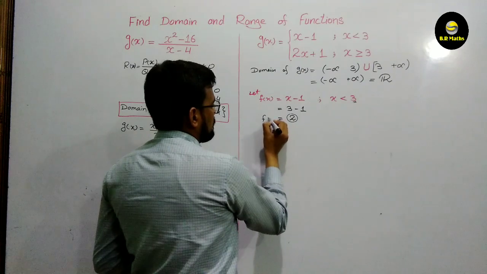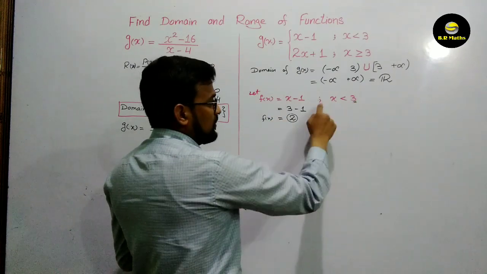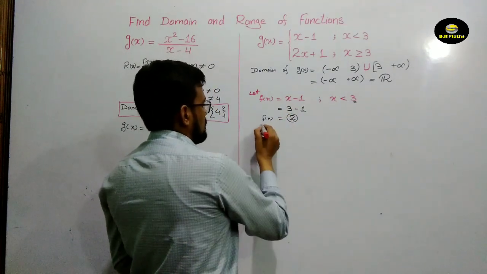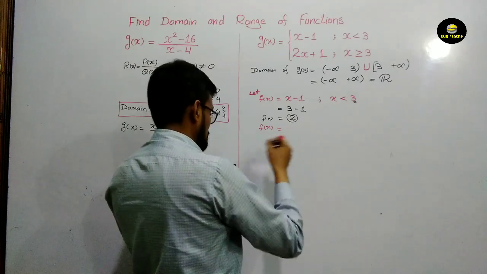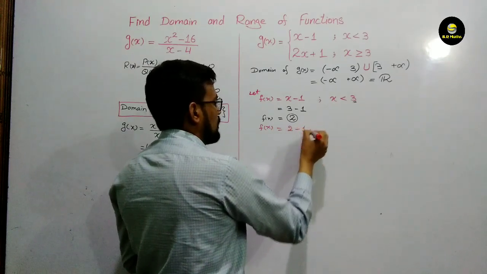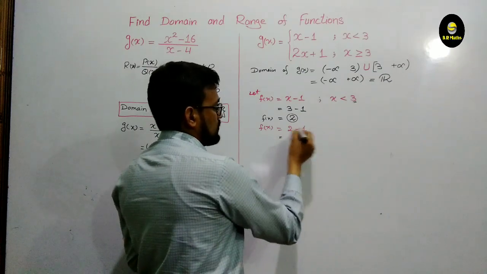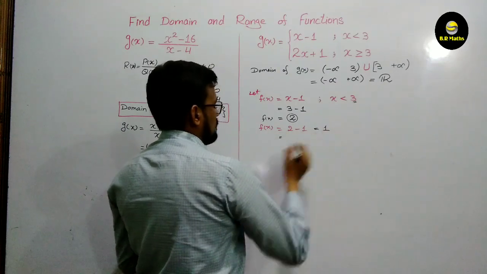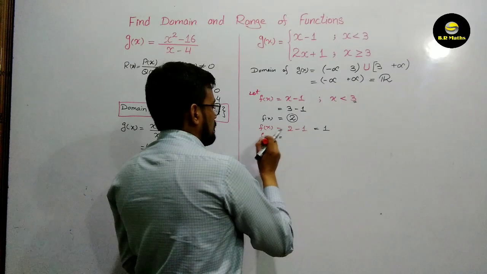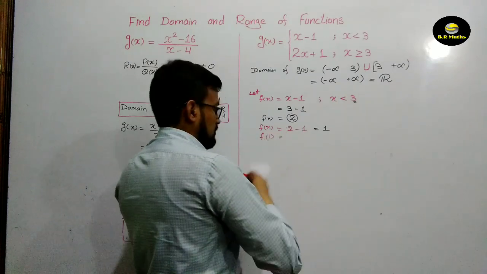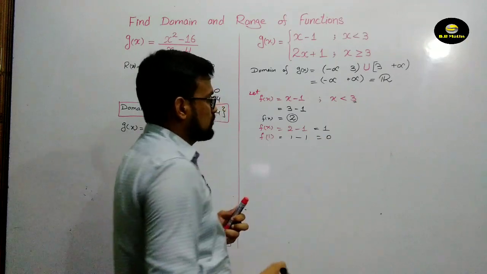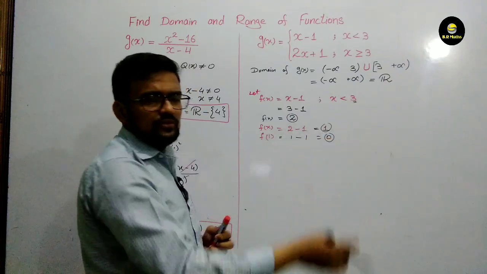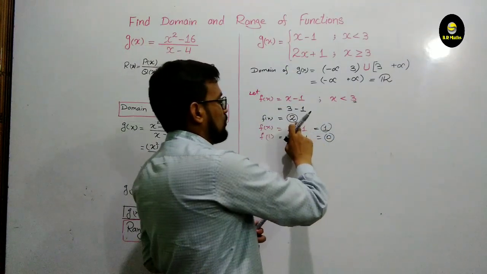Now next, put the next value less than 3, which means 2. So check for 2: 2 minus 1, and the result will be 1. And next, 1 minus 1 is 0. So it means 2, 1, 0, and so on, all numbers going negative from 2.